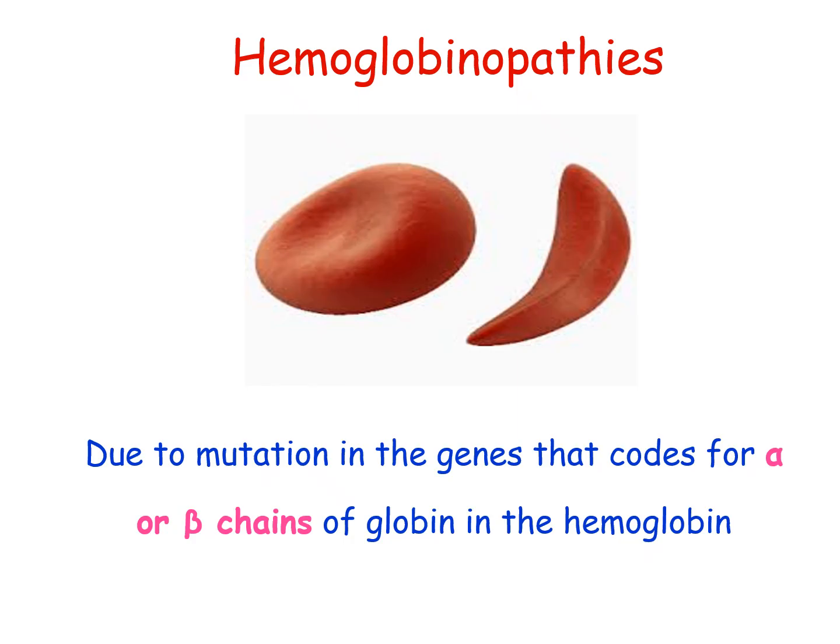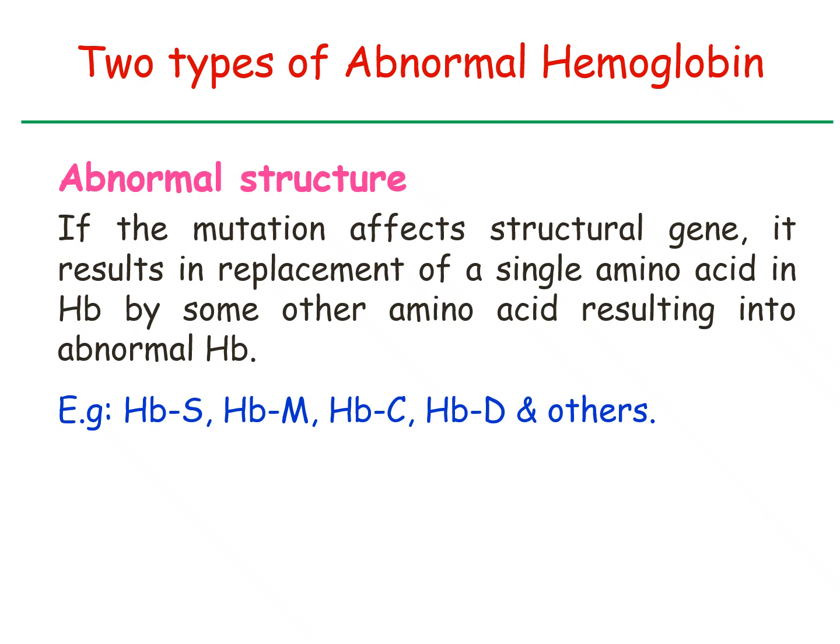So why do we have to see about alpha and beta chains alone? As in the previous topic, hemoglobin chemistry, I have told two alpha and two beta subunits in hemoglobin. So if there is any defect in alpha or beta chains, then it causes mutation in the genes, which may lead to hemoglobinopathies. We'll check the two types of abnormal hemoglobin: abnormal structure, and another one is abnormal synthesis.